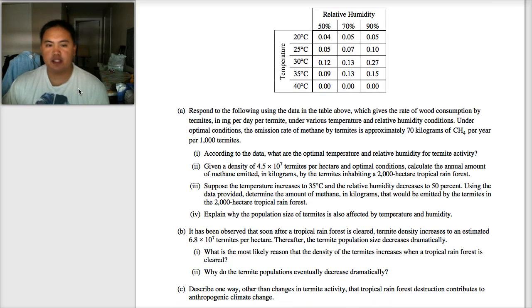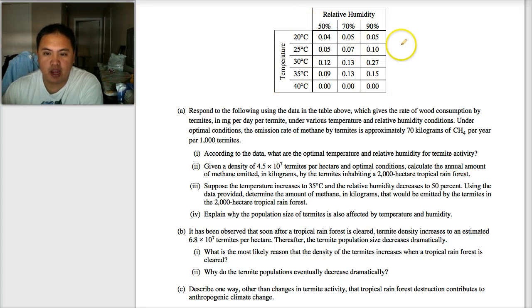So there's a little table, and letter A says, respond to the following using the data in the table above, which gives the rate of wood consumption by termites in milligrams per day per termite under various temperature and relative humidity conditions. Under optimal conditions, the emission rate of methane by termites is approximately 70 kilograms of methane, CH4 is methane, per year per 1,000 termites. So every 1,000 termites every year, about 70 kilograms of methane goes into the air. And you know that methane is a greenhouse gas. 1. According to the data, what are the optimal temperature and relative humidity for termite activity?